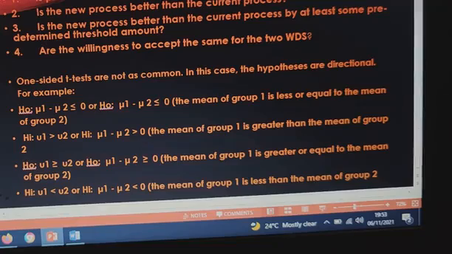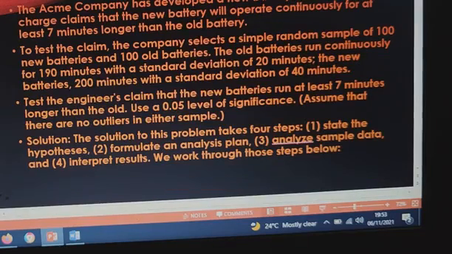H0: mu1 minus mu2 greater than or equal to 0, the mean of group 1 is greater than or equal to the mean of group 2. H1: mu1 minus mu2 less than 0, the mean of group 1 is less than the mean of group 2. Example 35, one-tailed test, upper tail.